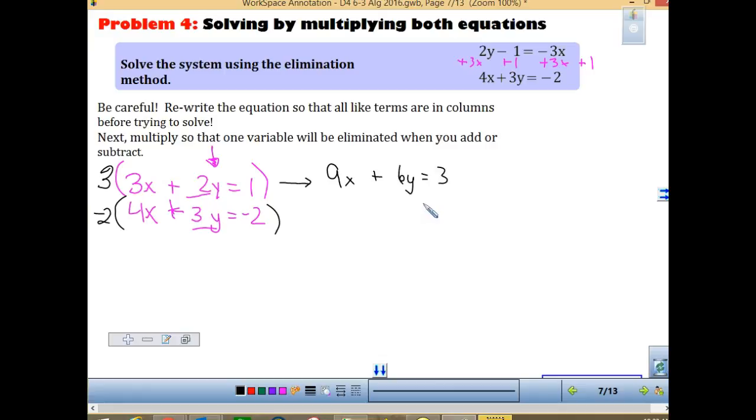Yes. Abby, then the second equation. -8x minus 6y equals 4. Okay. So now we're adding. If we're adding them, Abby, what are you going to end up with? X equals 1. X equals what? -1. -1. Wait, did you have this as a -4?